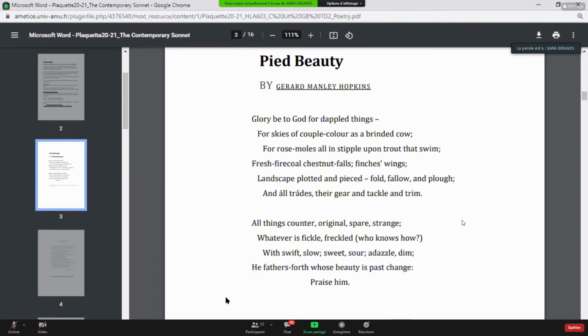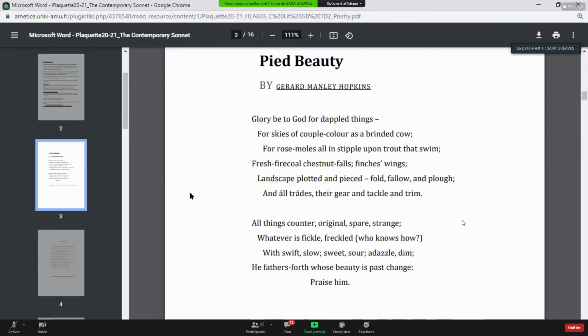Absolutely, yeah. I'll just interrupt you a sec. The word pied means two colors or three, a mixture of black and white usually. Pied, dappled, which means multicolored, patches of different colors, brinded, the same, and stipple. All these words refer to multicolored things in the natural world.